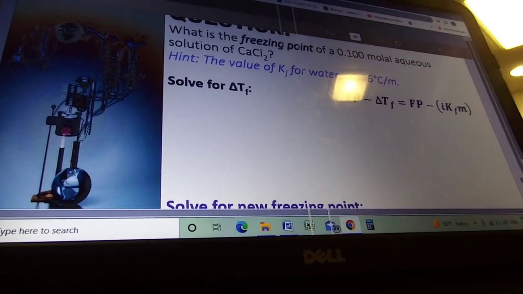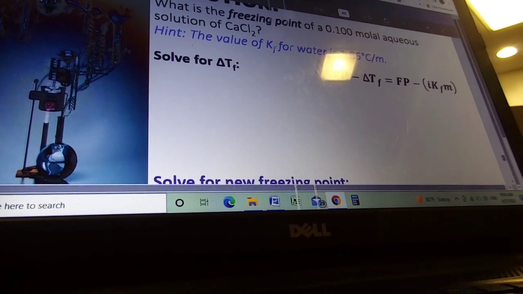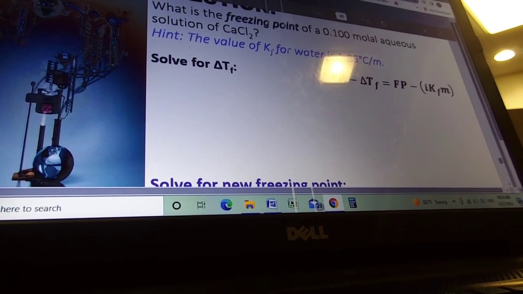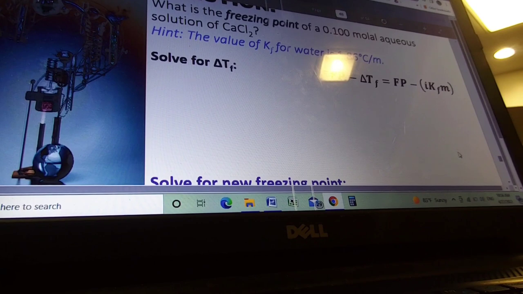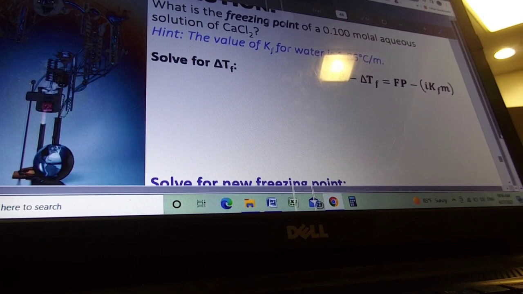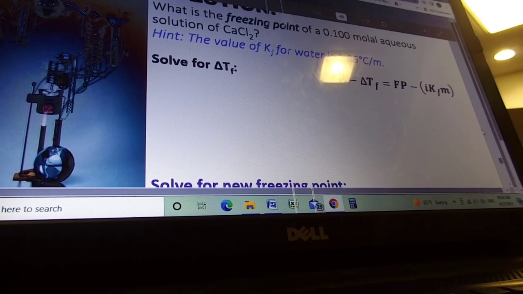What's my solvent? Water. Right? I gave you the Kf term here. That's exactly what it looked like on the exam. So, guess what kind of equation we need to use? This one. Okay? So, we need to solve for that delta Tf value.